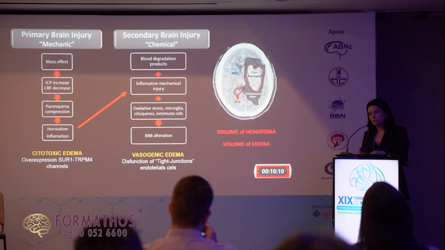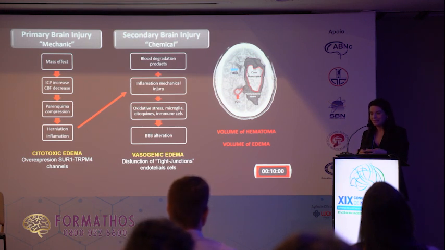This, together with the toxicity from the blood degradation products, is going to start a series of events that are going to cause inflammation and oxidative stress that in the end are going to lead to an alteration of the blood-brain barrier, which is going to cause further damage, which is what we call the secondary brain injury.